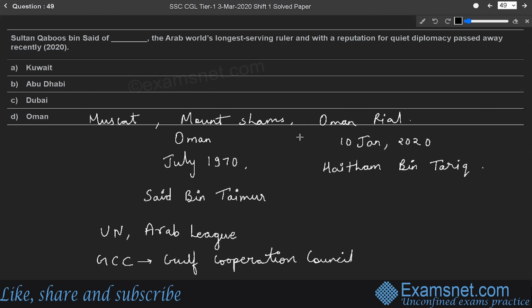And it has a strategic position in the Strait of Hormuz, which connects two places, and the places are the Gulf of Oman and the Persian Gulf. So for this question, the correct answer is option D, which is Oman. I hope you are clear with this question.